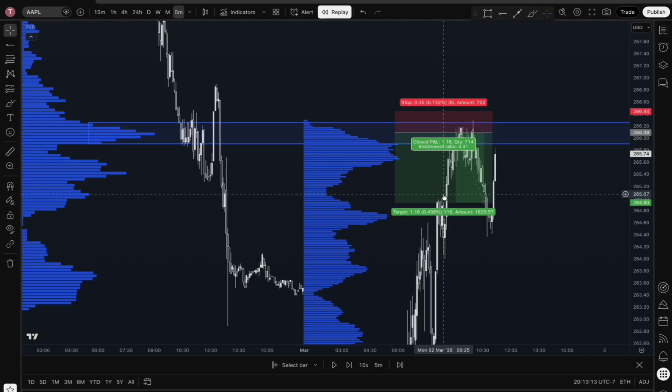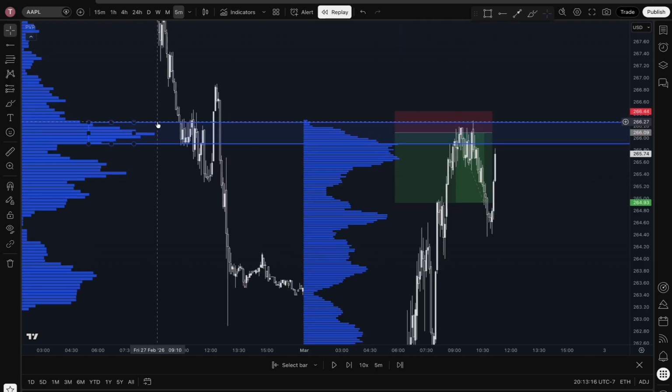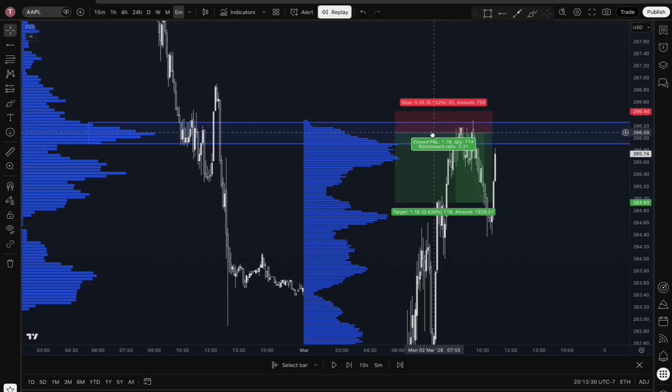So how I would structure this trade is enter somewhere within the high volume node, obviously looking for the point with the highest volume for a potential good entry, and then stop loss would be just a little bit above the high volume node, and then this gives us a risk reward ratio of 3.31 with a take profit at this local support level right here.